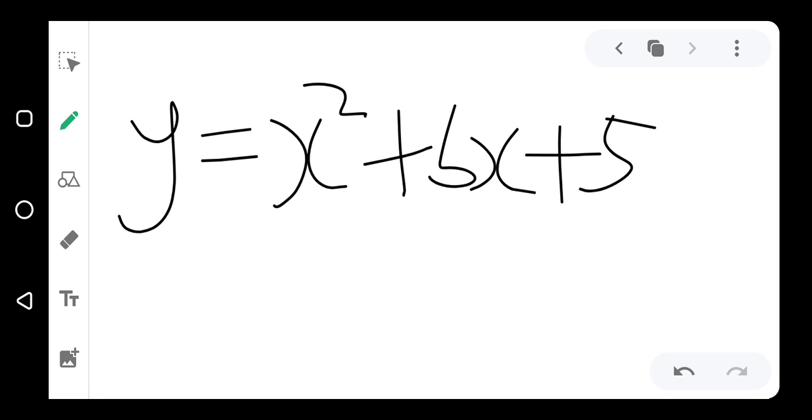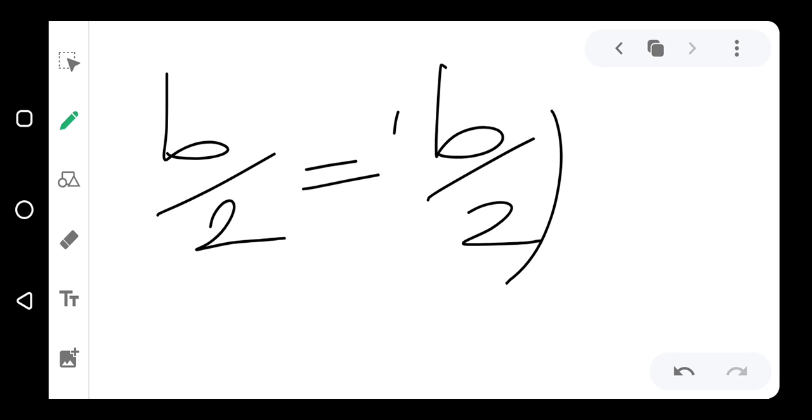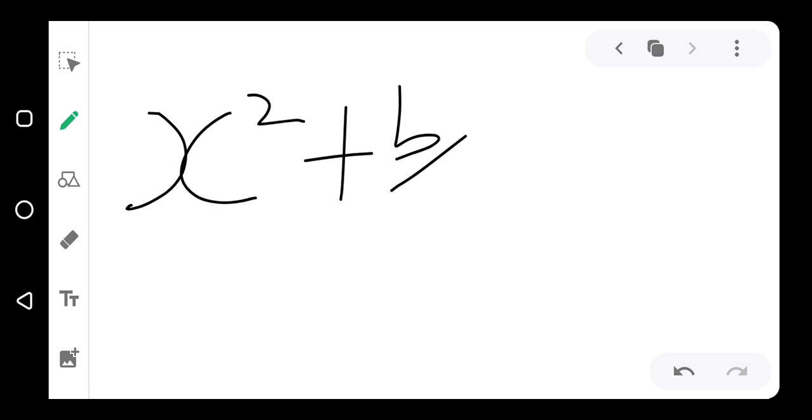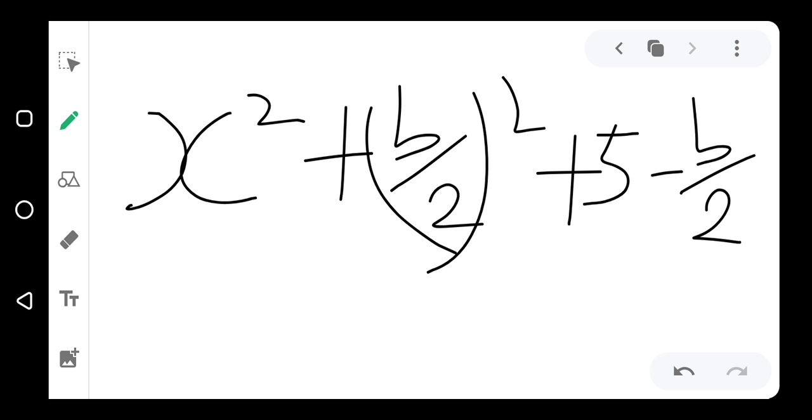So we have b over 2, then we get b over 2 squared. Now this we add and subtract in the same expression, and we have x squared plus b over 2 squared, then plus 5 minus b over 2 squared.